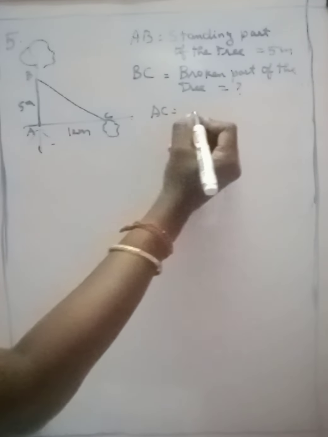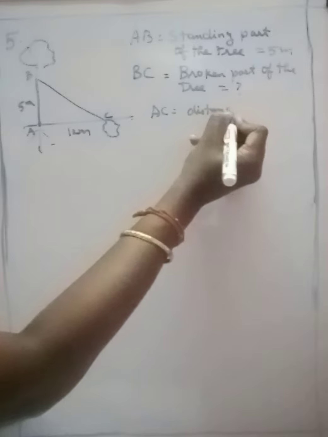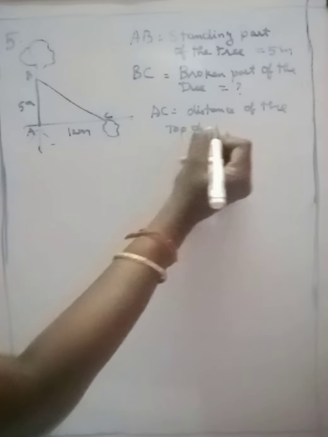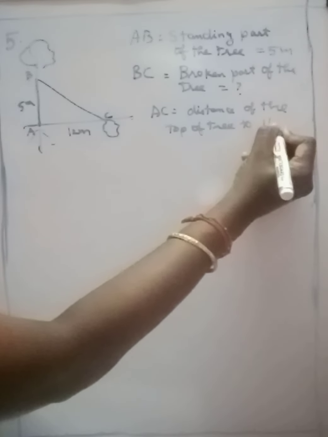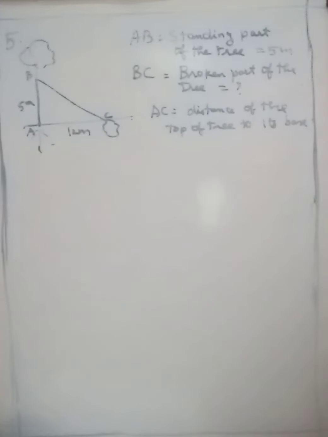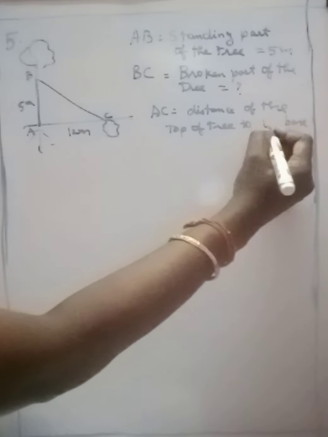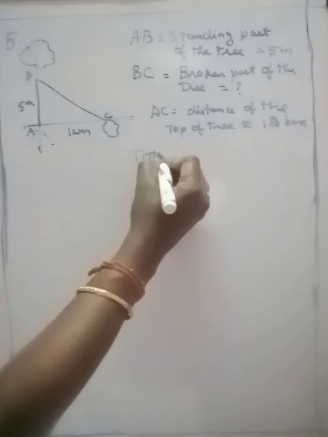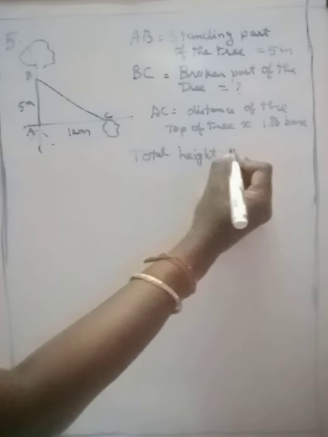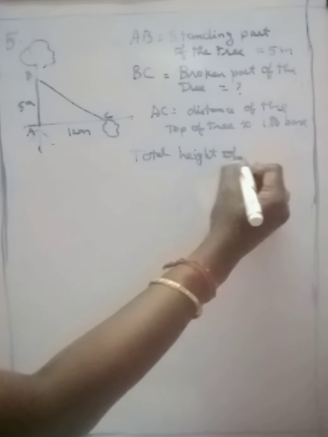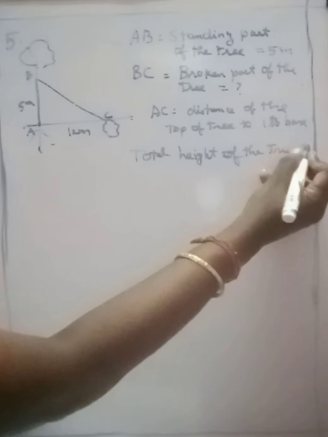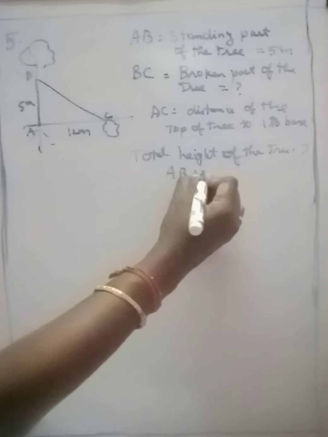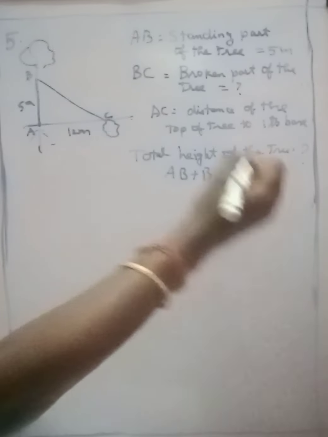And AC is the distance of the top of the tree to its base. Base means base of the tree, that is the roots of the tree. We have to find the total height of the tree. Total height of the tree must be found. Total height of the tree is what? AB plus BC, we have to find it.